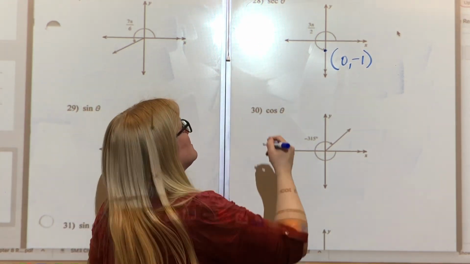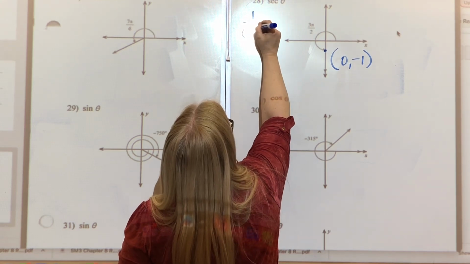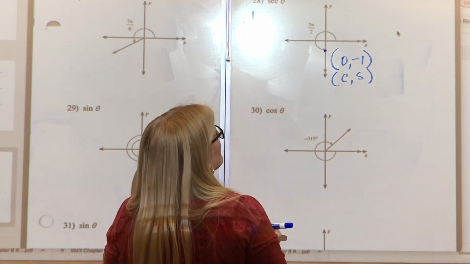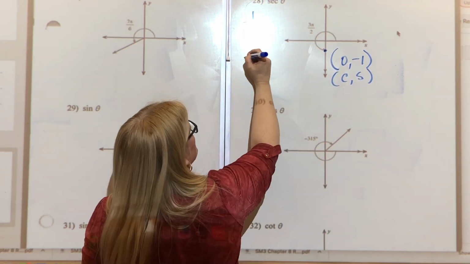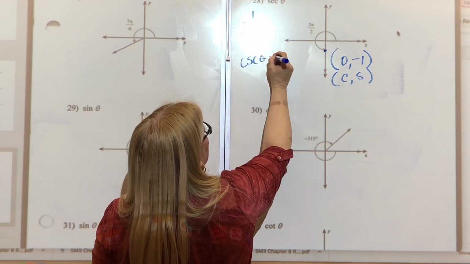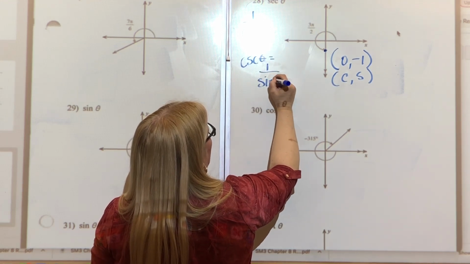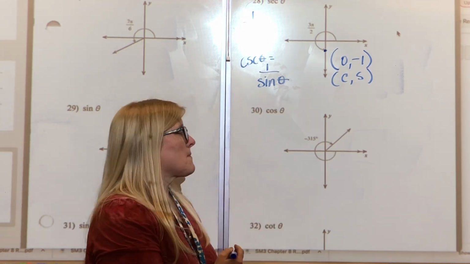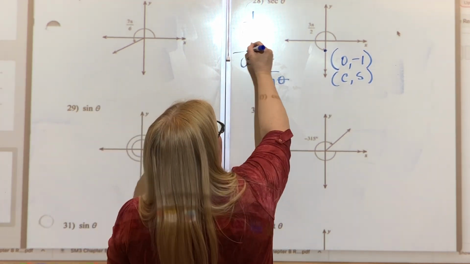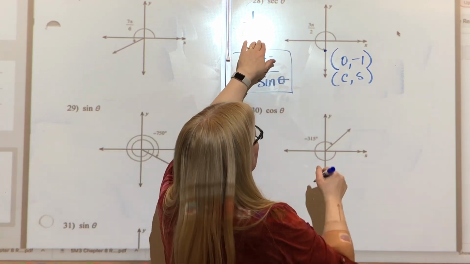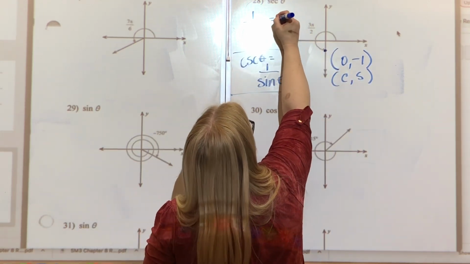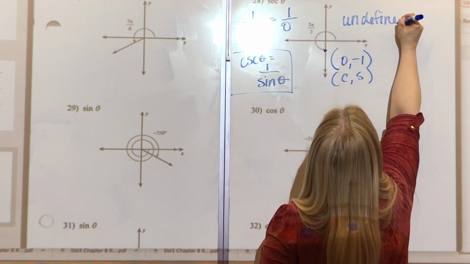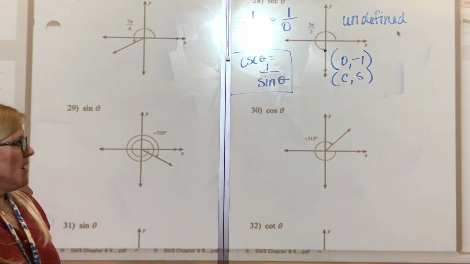And secant is 1 over cosine theta. Okay, and remember that this is cosine and sine. Also, cosecant, just so you know, cosecant theta is 1 over sine of theta. And tangent and cotangent are flipped also. Okay, so this is just a side note. So 1 over cosine theta, well my cosine is 0, so I have 1 over 0, so this one again is undefined.